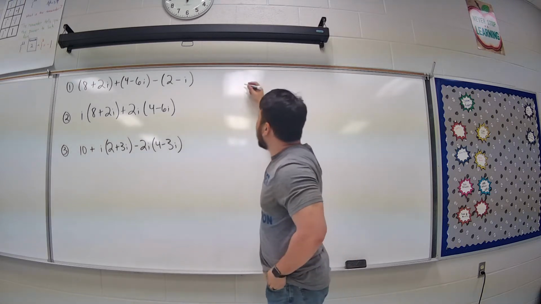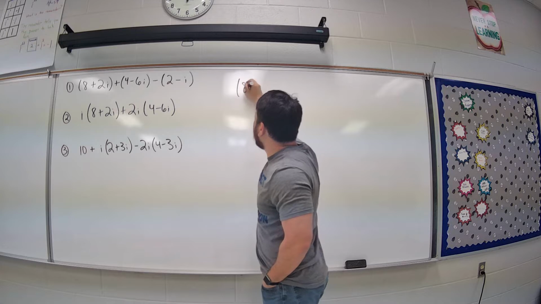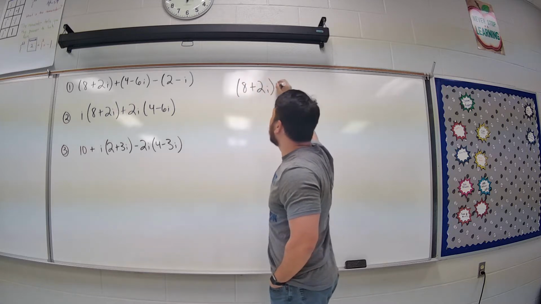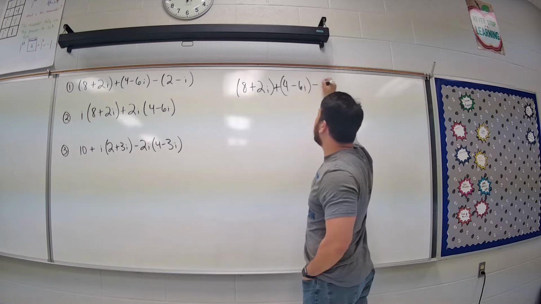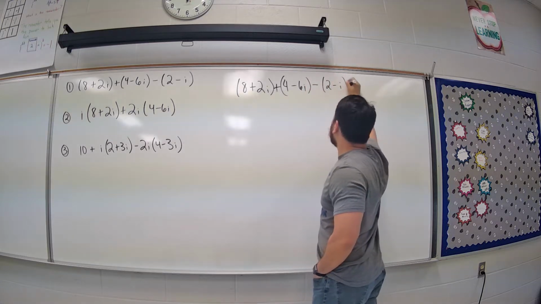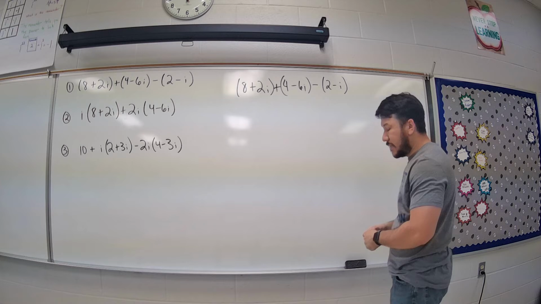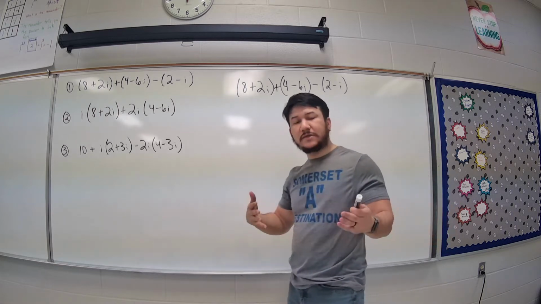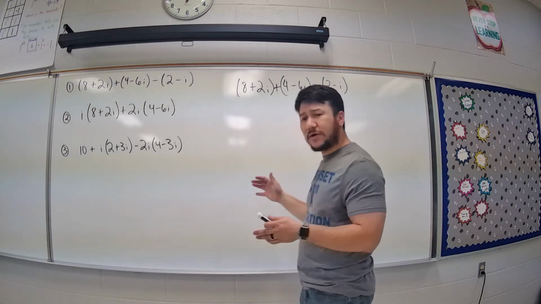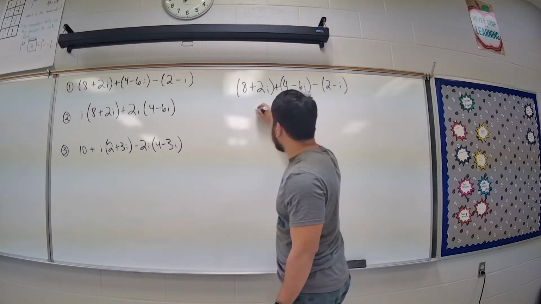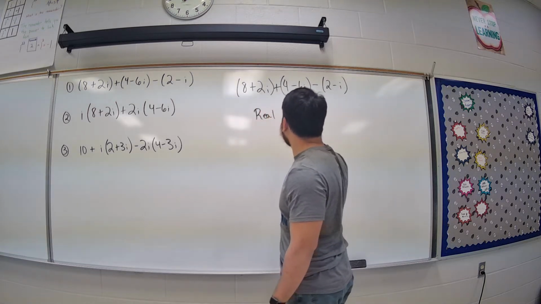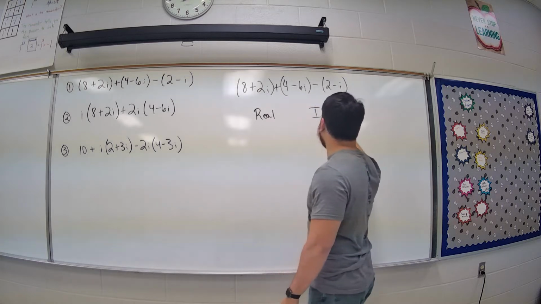So the first one I have is 8 plus 2i plus the quantity 4 minus 6i minus 2 minus i. So basically what I'm going to do, like what we did in our lesson before, is go ahead and organize your real numbers and your imaginary numbers. So I'm going to set up my category of reals and imaginary.